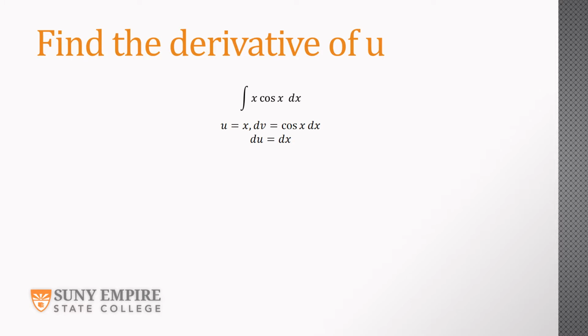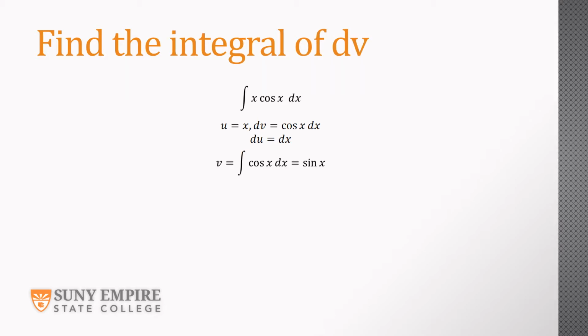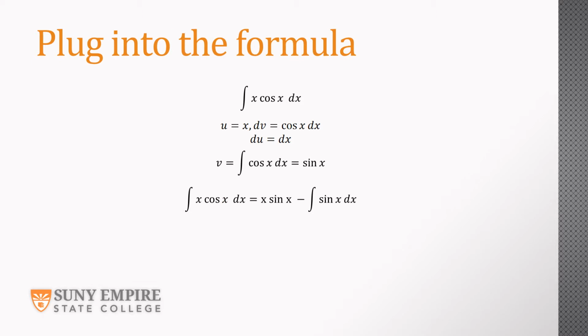Taking the derivative of our choice for u, we have the derivative of x equal to dx. Taking the integral of our selection for dv, we have the integral of cosine of x dx, which is sine of x. Plugging into the formula for integration by parts, we find that the integral of x cosine of x dx is equal to x multiplied by sine of x minus the integral of sine of x dx.